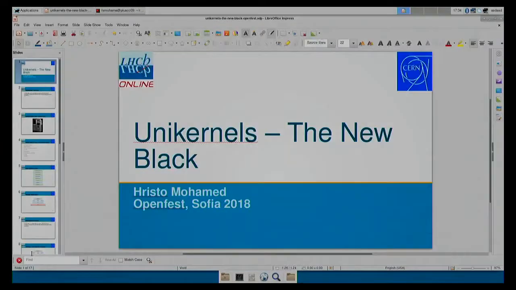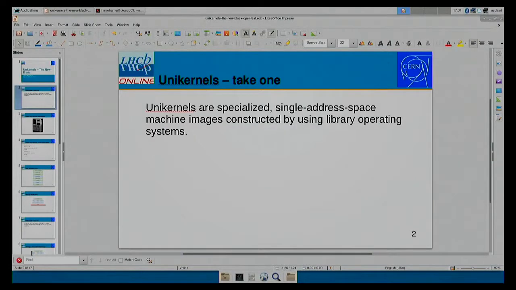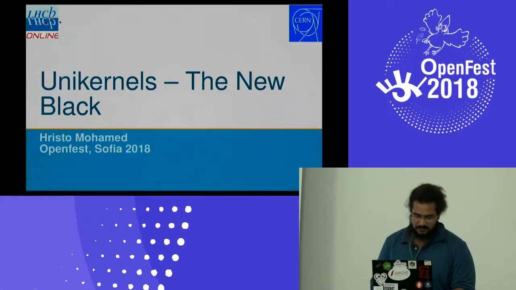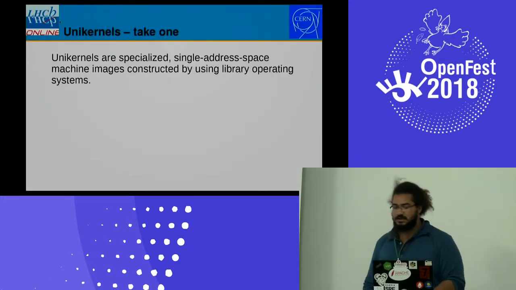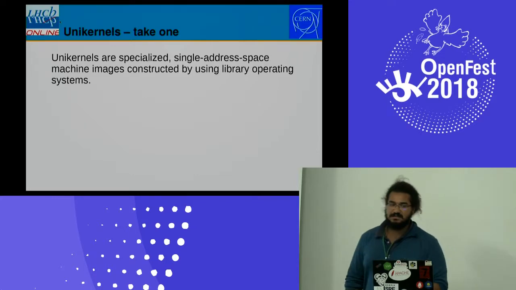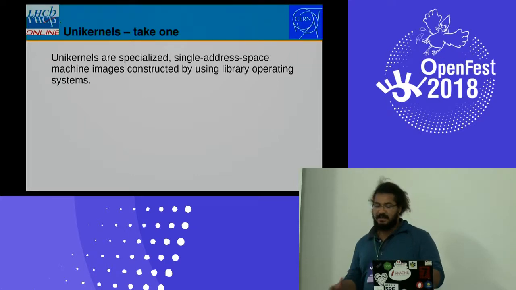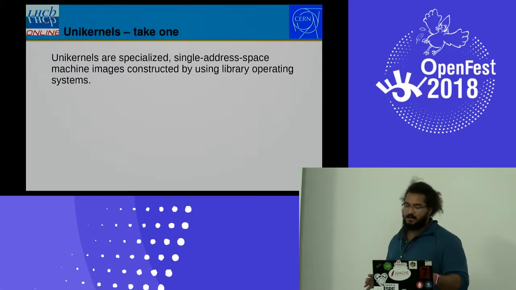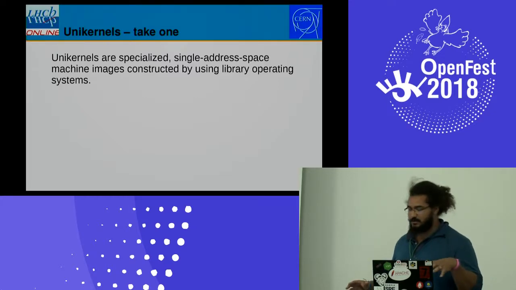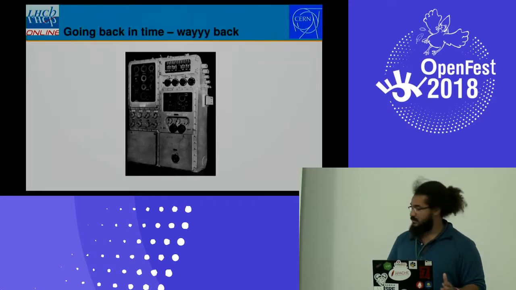And now to actually explain what a unikernel is, we can start with my slides. My first slide talks about what a unikernel really is. It's basically a single address space machine image constructed using a library operating system. We'll get back to this a bit later, but first I'd like to go back a bit in computing history, and explain why this is important and what actually made us walk the path to get here.